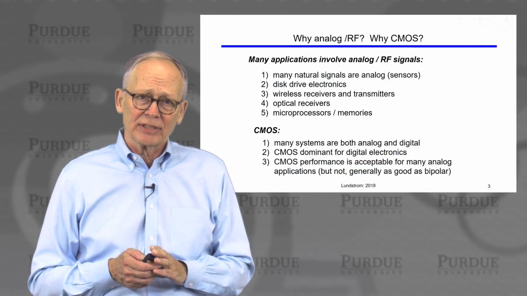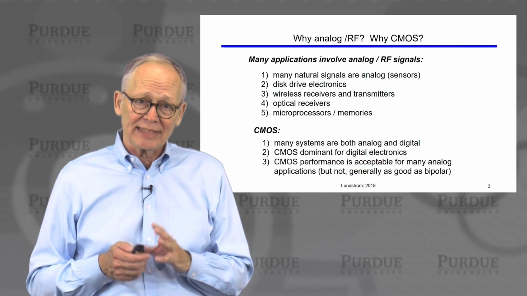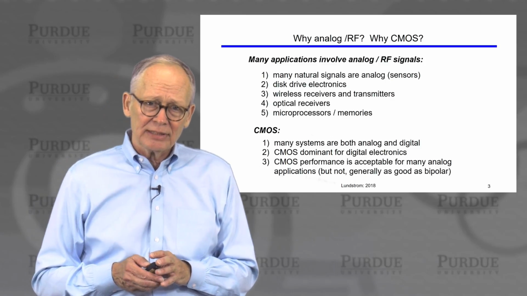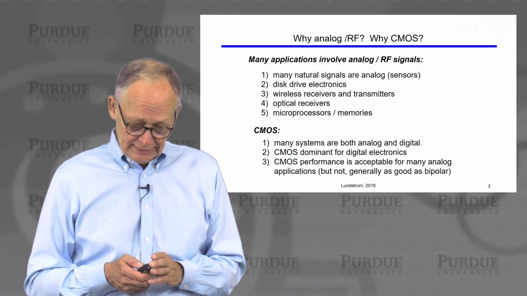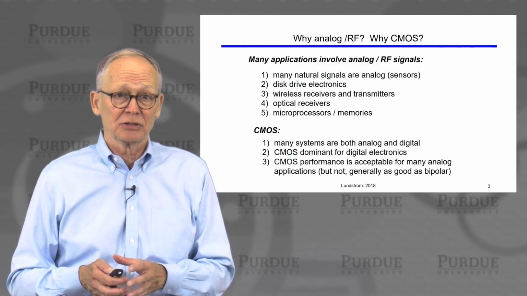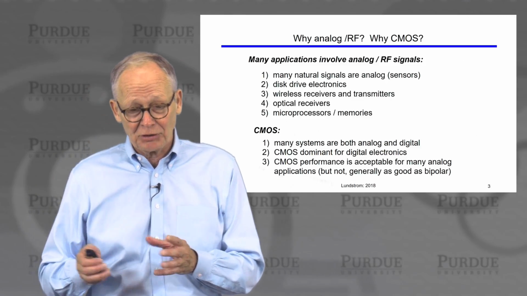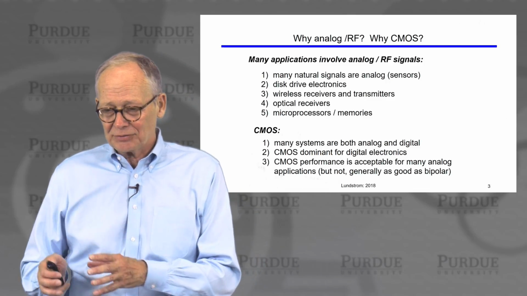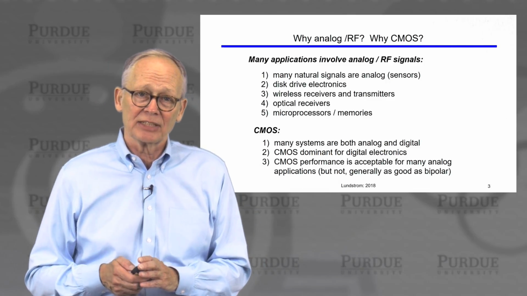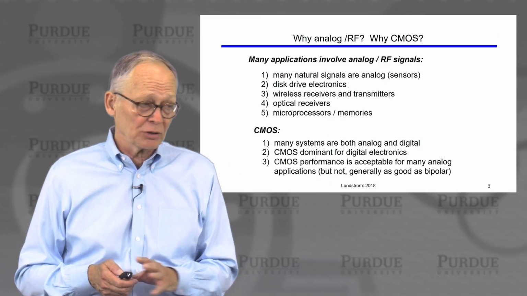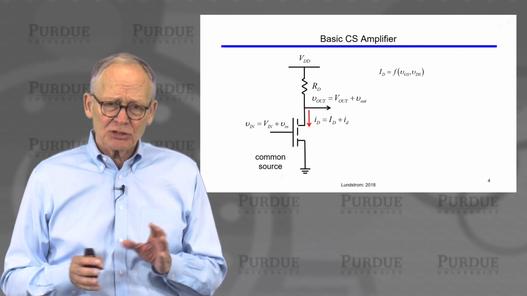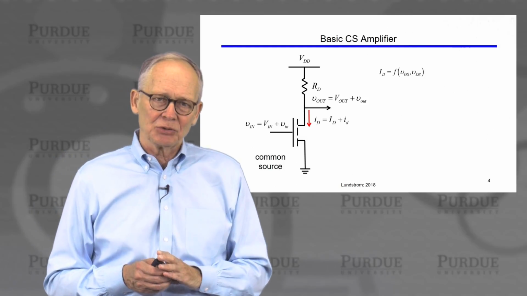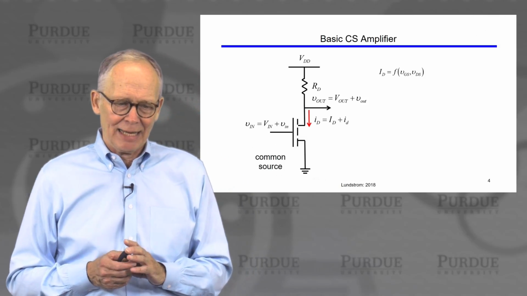And over the last several years, CMOS analog performance has increased to the point where you can do quite a lot of CMOS analog without having to resort to bipolar transistors. You know, there are special applications. The highest frequencies and highest performance applications are often done with bipolar, but quite a lot can be done with CMOS. So let's talk about the basic common source MOS amplifier.